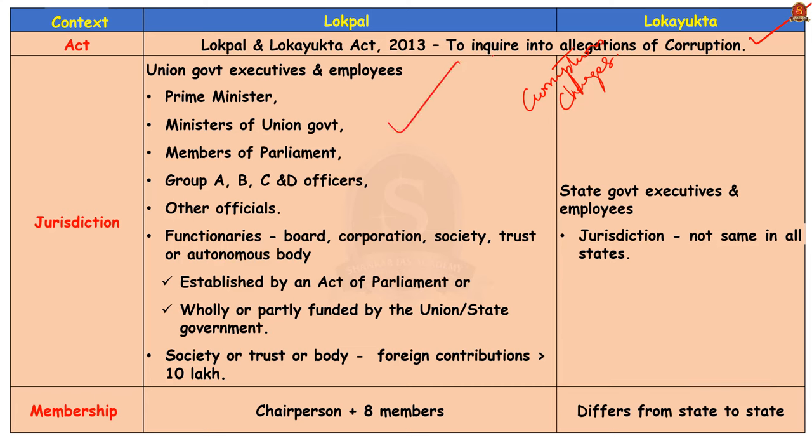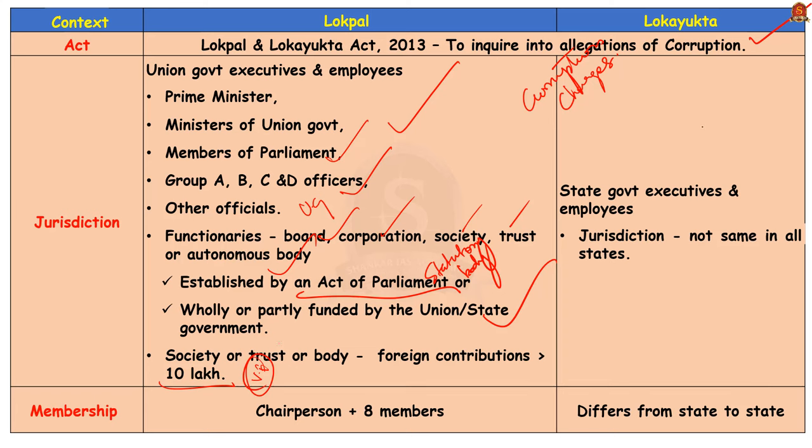It inquires into allegations of corruption charges that are made against former and current central government executives and employees. They include the Prime Minister, Union Government Ministers, Members of Parliament, Group A, B, C and D officers and other officials of the union government. Apart from this, functionaries of any board, corporation, society, trust or autonomous body that was established by an act of parliament or wholly or partly funded by the union or state government are also covered under the ambit of Lokpal. In addition to this, Lokpal also covers any society, trust or body that receives foreign contribution above rupees 10 lakh. Now coming to Lokayukta.